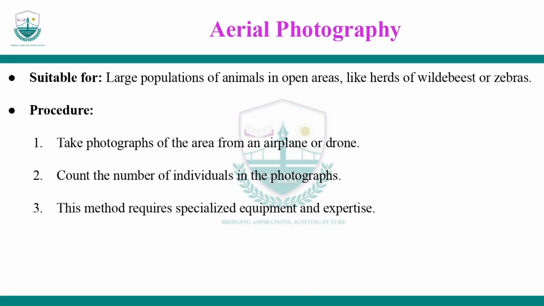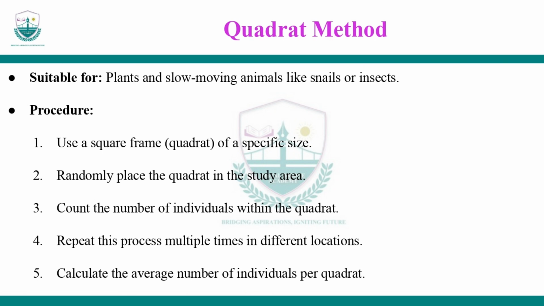Now let's break down one of the most widely used techniques: quadrat sampling. Best for plants and slow-moving animals like insects or snails. Procedure: place a square frame, a quadrat, randomly within the study area. Count all individuals of the species within the quadrat. Repeat this in several spots. Calculate the average number per quadrat. Multiply that average by the total area to estimate the population.